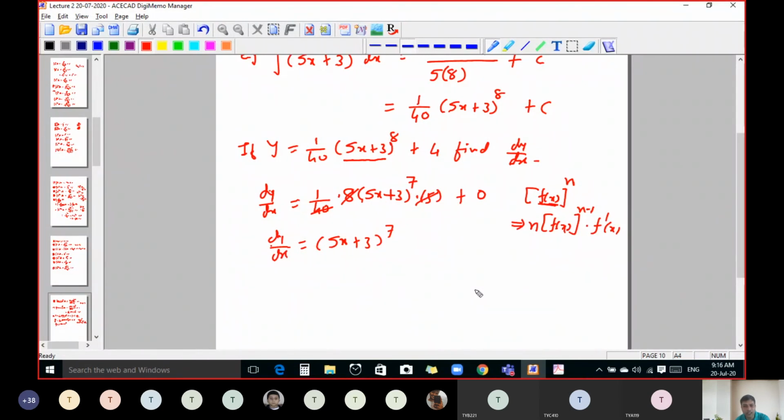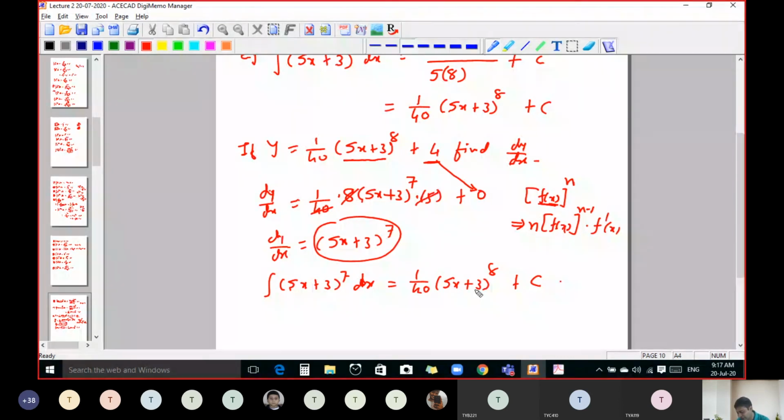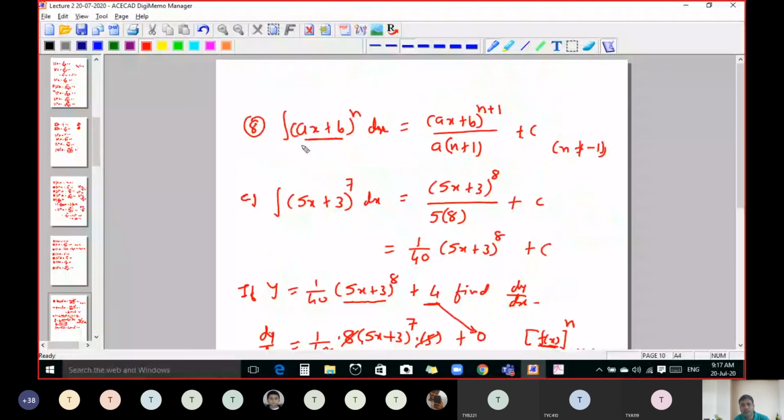So we can say that integration of this should be 1 upon 40 into (5x + 3) raised to 8, plus we don't know whether it's 4 or 7 or 10, whatever it is, its derivative is 0. So we can say that there should be some constant number here. That constant number may be 0, may be any positive number or negative number, it may be any number. So using this result, we are able to find out the answer of this type of question.